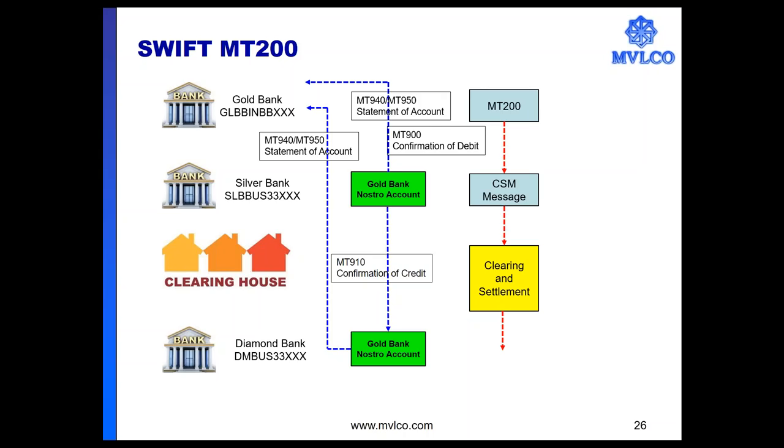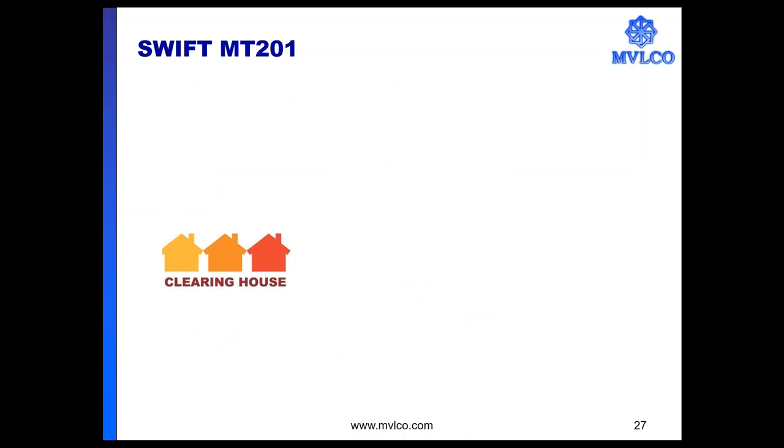In this MT200, just to summarize, Gold used MT200 to move its own money at Silver Bank to its own account at another bank called Diamond Bank. This is MT200. Now, what would be the difference between an MT200 on one side and an MT201 on the other side? Only one simple difference. In this example, Gold moved money from its own account at Silver, and there was only one transaction involved here, moving the money to Diamond Bank. If Gold wants to move money from Silver Bank to two different places simultaneously, which means there are going to be two payment transactions, in that case, we will use the MT201.